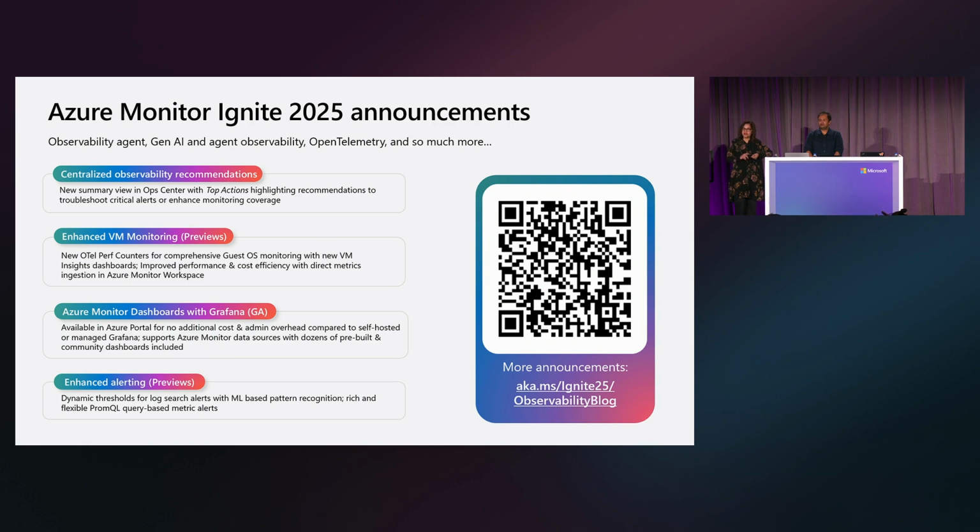We talked in depth about the observability agent for full stack troubleshooting, the ability to observe agents and Gen AI, and then the OTel standard. Our demos also covered a bunch of things that you see on the screen right now: centralized observability recommendations, top actions in Azure Monitor experience, enhanced VM monitoring with OpenTelemetry, Azure Monitor dashboards with Grafana. Please check out the blog link that is over here.